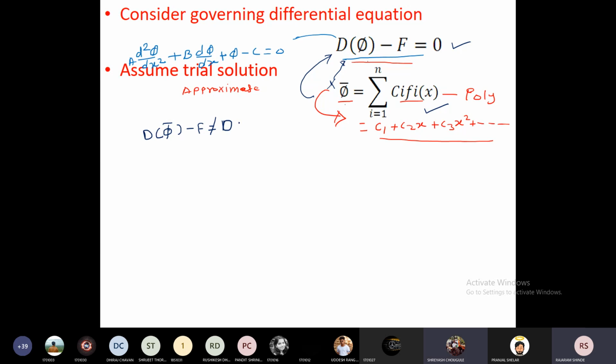It is not equal to 0. Do you agree with this? Okay. And this is known as the residual. Do you agree with this? See here, when we put this assumed solution in this governing differential equation, you will get some error.